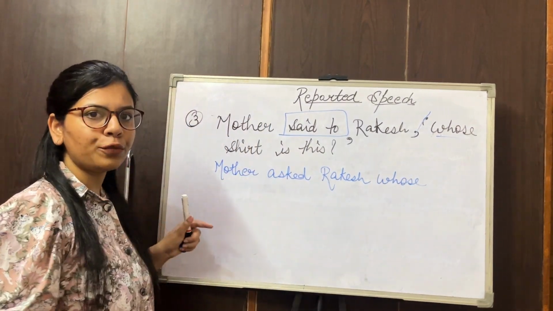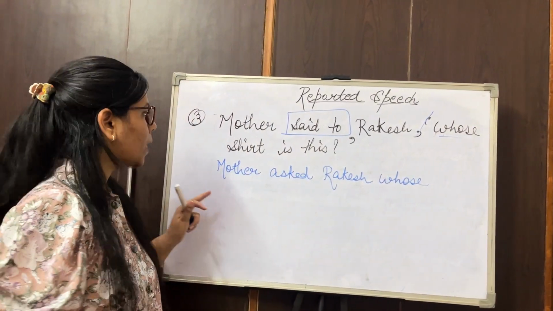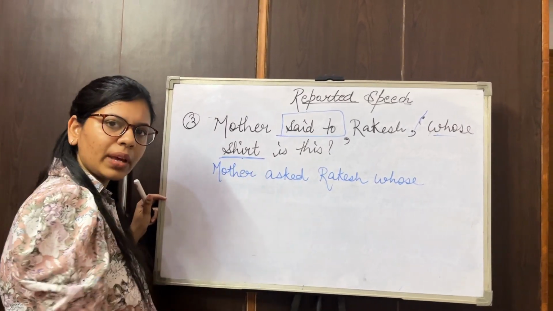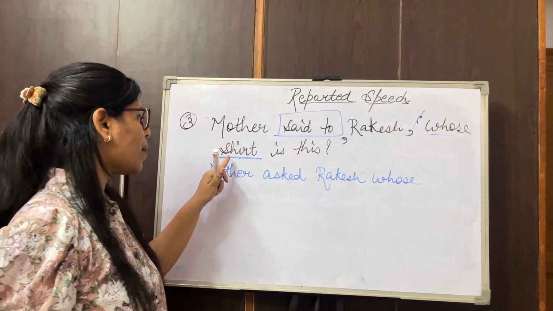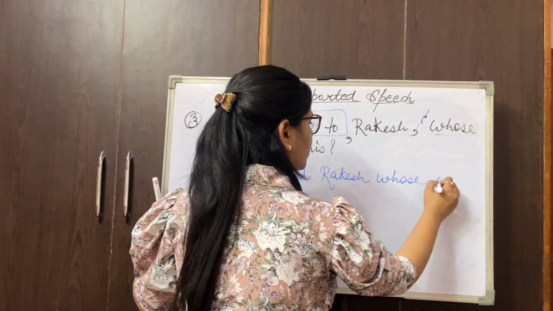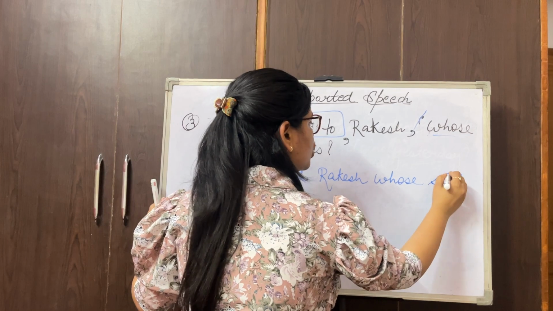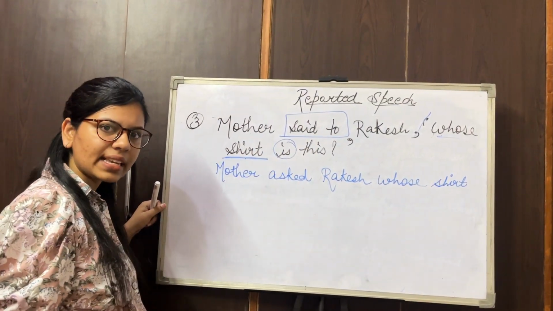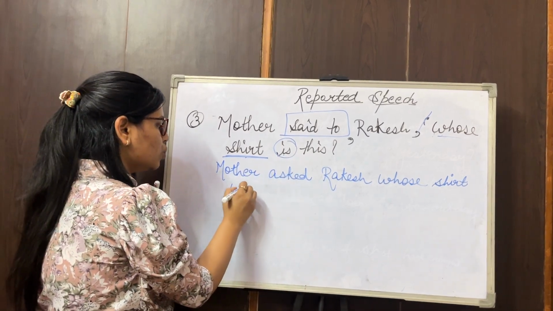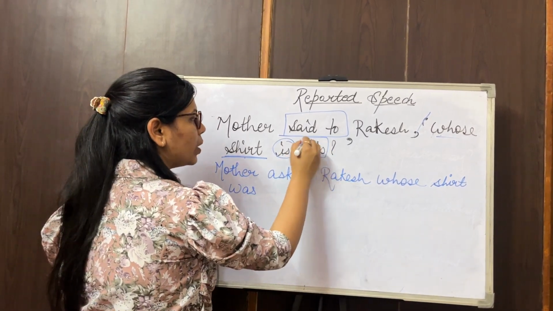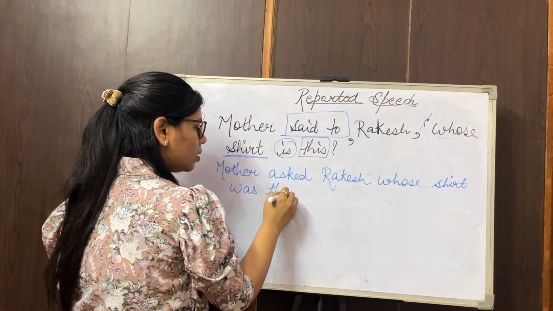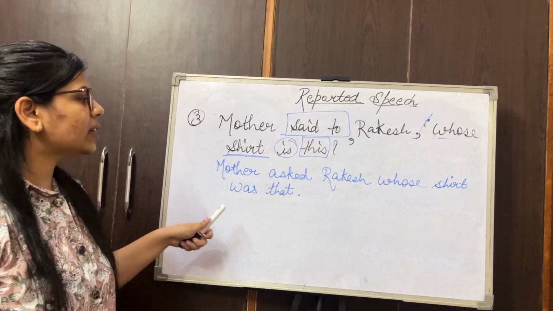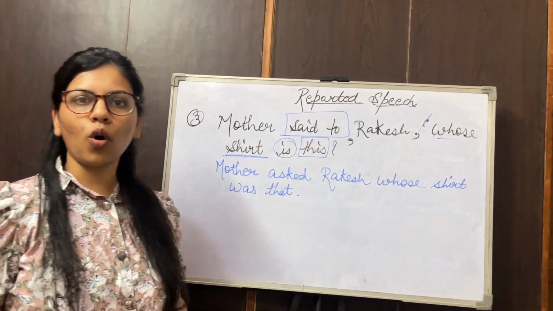Now what will we write first? Shirt is the subject and it is already coming at the first place. We are talking about shirt, so shirt will come here. Whose shirt is means it is present tense, so it will change to was, and this will change to that. Okay, and then it will be full stop. So mother asked Rakesh whose shirt was that.